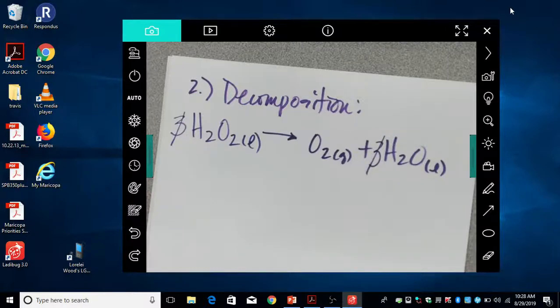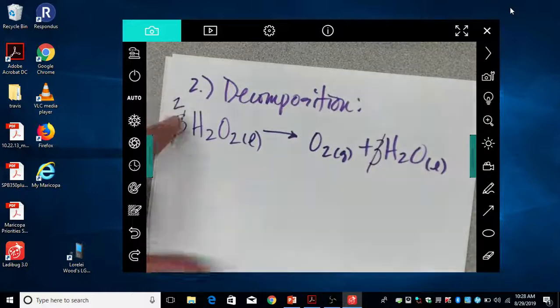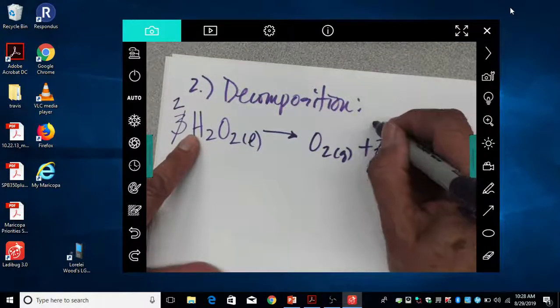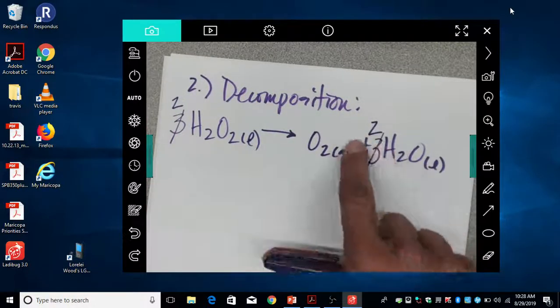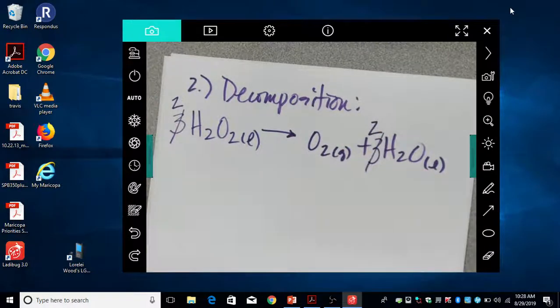Can you do 2? 2 here. Yeah. All right, so 2 times 2 is 4 hydrogen, so then I need a 2 here. I think that might work. 2 times 2 is 4 hydrogen. 2 times 2 is 4 oxygen, 2, 3, 4 oxygen. So we're good. Everybody see how that works? This equation now follows the law of conservation of mass, because it's balanced.